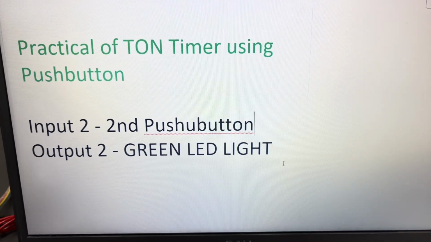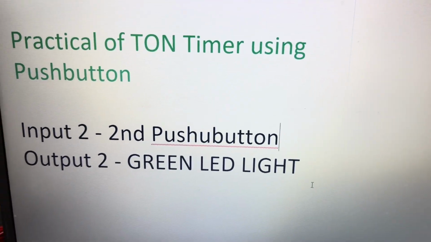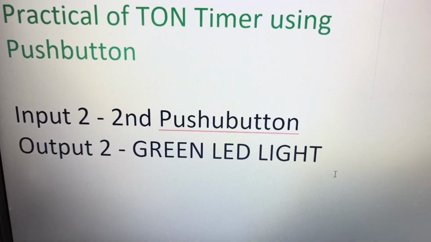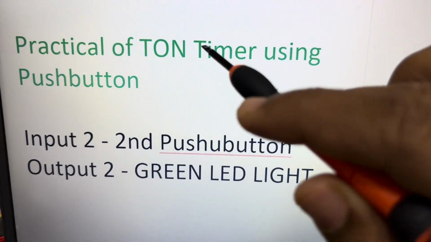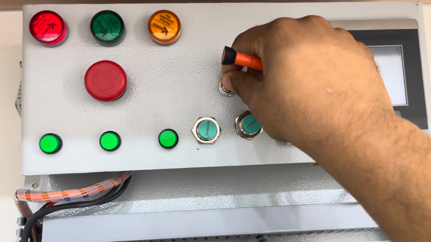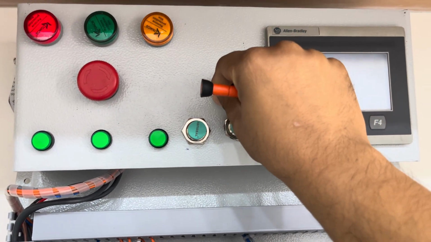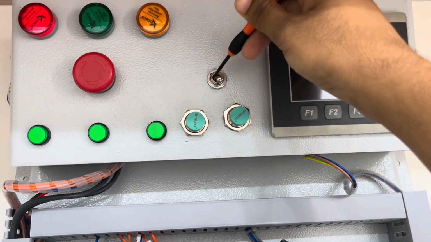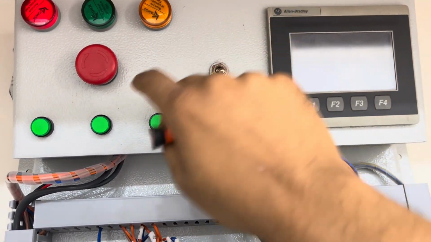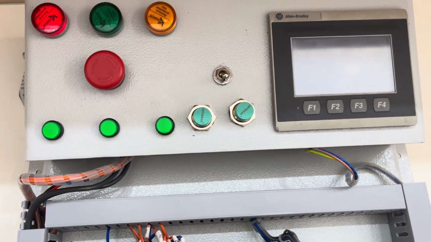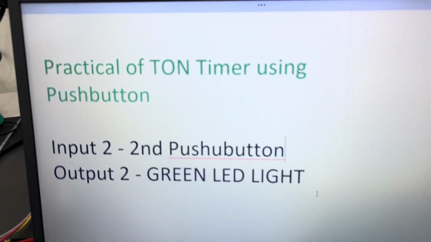So today we will understand the practical timer using push buttons. In the previous class we understood the T1 timer with the help of a toggle switch. We turned it on and off after a particular delay with the help of this toggle switch. But what if I want to turn on my output with the help of a push button after some delay? Okay, with a push button.